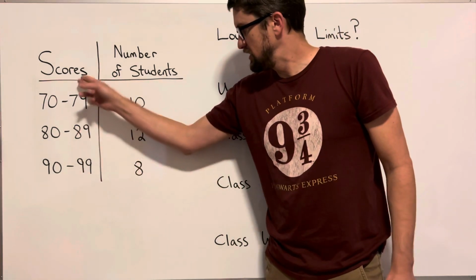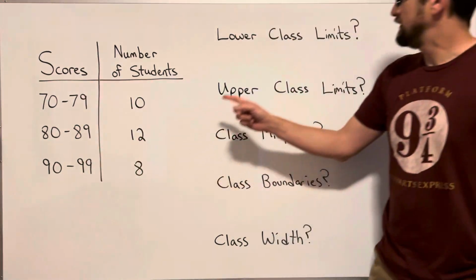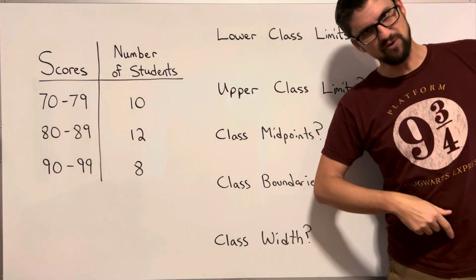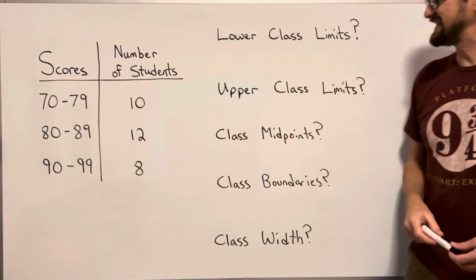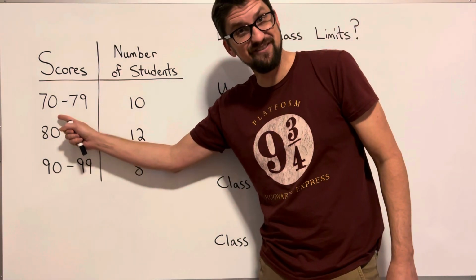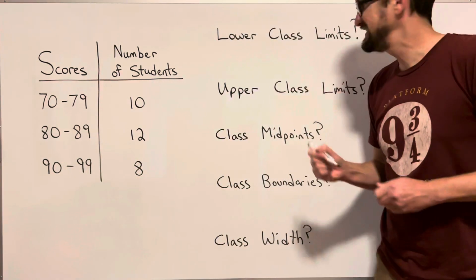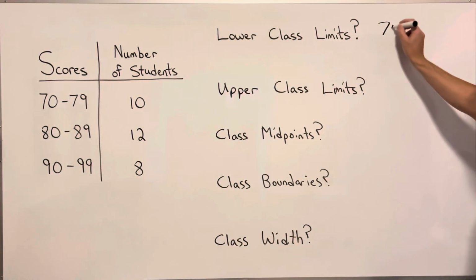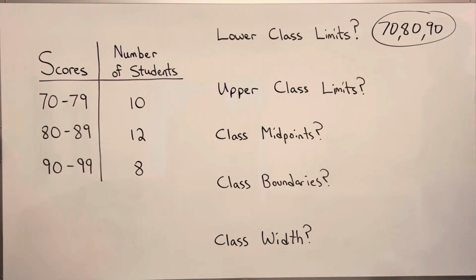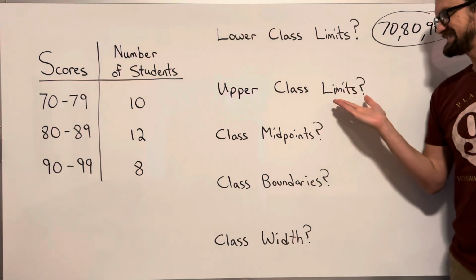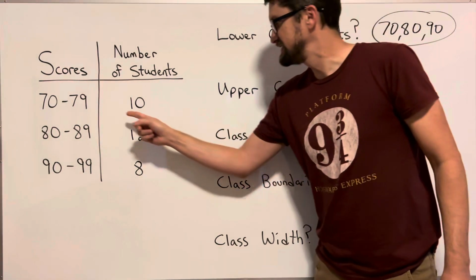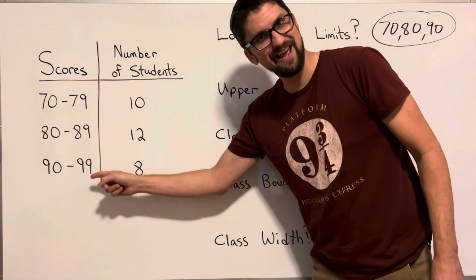These are the classes. Now, if we want the lower class limits, that's simply the lowest number in each class. So the lower class limits here are simply going to be 70, 80, and 90. The upper class limits are just the highest number in each class. In this case, 79, 89, and 99.